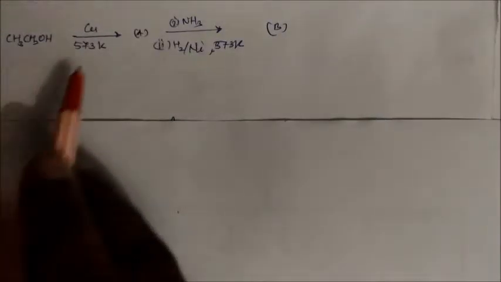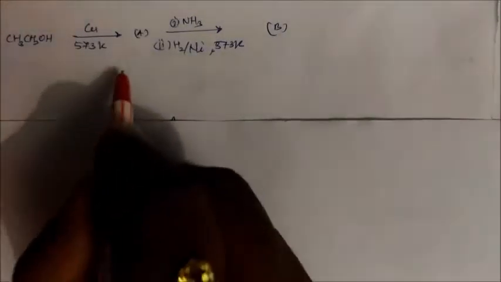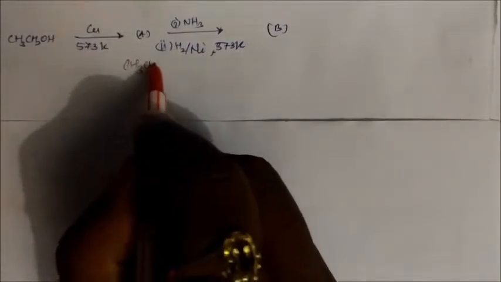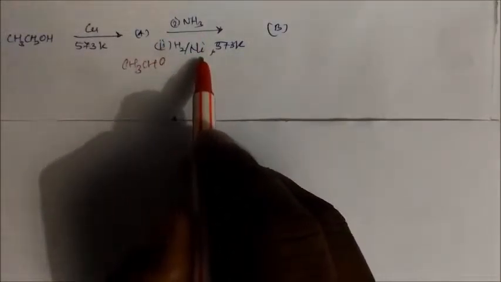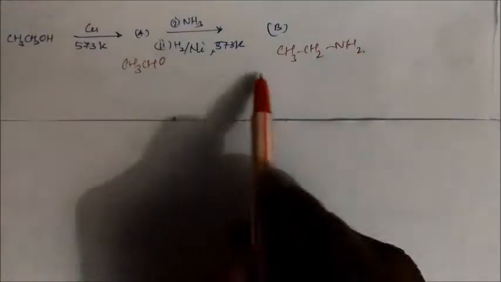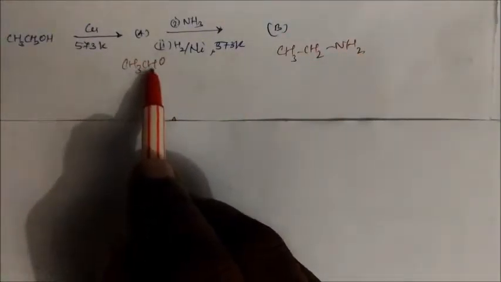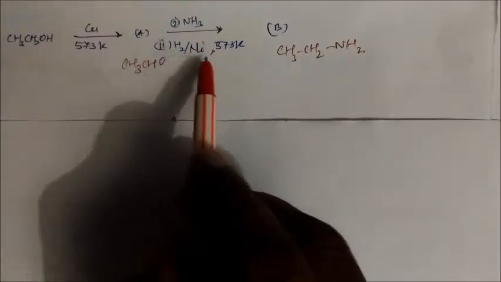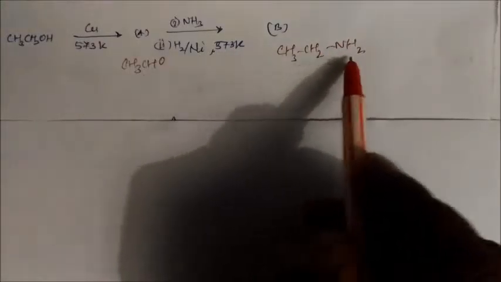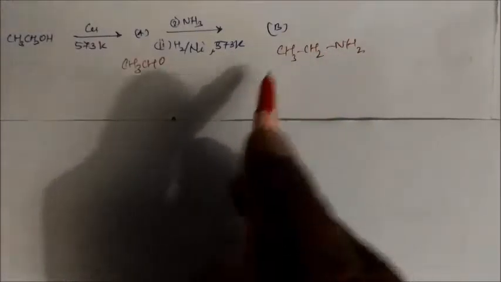So in presence of copper, this primary alcohol is converted into your aldehyde, and again in presence of ammonia followed by hydrogen and nickel, this will convert into CH3, CH2, and this will finally become amine. So first it will convert into CH2, and in presence of ammonia an addition will take place, cyanohydrin, and again in presence of water and nickel, you will get the product CH3, CH2 and NH2.